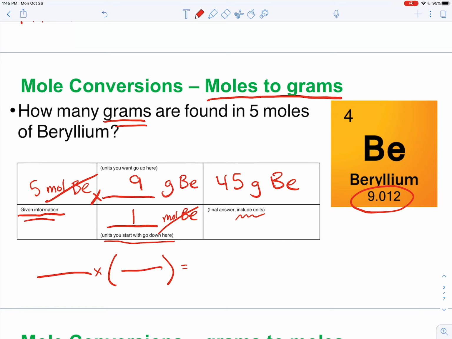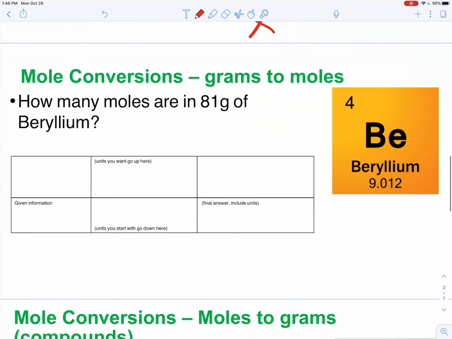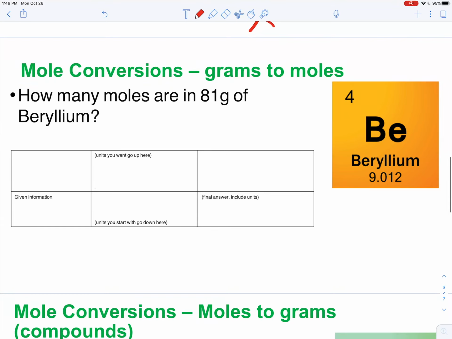Basically, we're taking a number and multiplying it by something like this. Anytime we do moles to grams, the key thing here is we multiply by the molar mass. What if we wanted to go from grams to moles? Here we're still looking at beryllium. How many moles are in 81 grams of beryllium?